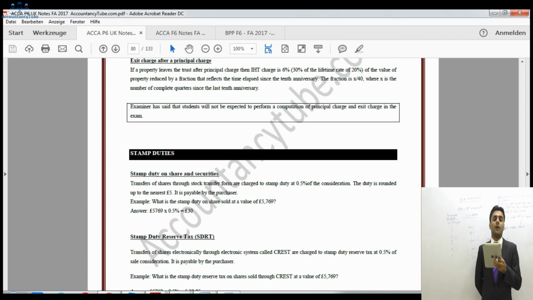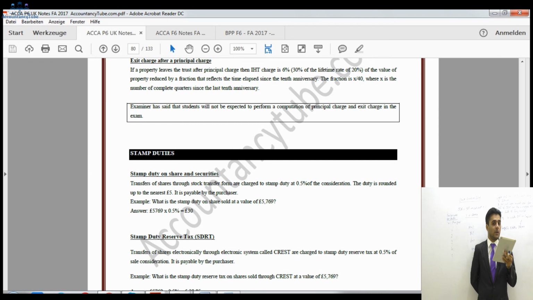However, if the property leaves after the 10th anniversary, then we'll have to see how many quarters are there after the 10th anniversary. Say for example 10 years has elapsed anyway, and the property is leaving after 12 years. After the 10th anniversary there was a principal charge. Now there are 2 more years as well, right? In 1 year there are 4 quarters, in 2 years there will be 8 quarters. So we'll take the exit charge, 6% of the property, then it will be reduced by a fraction.